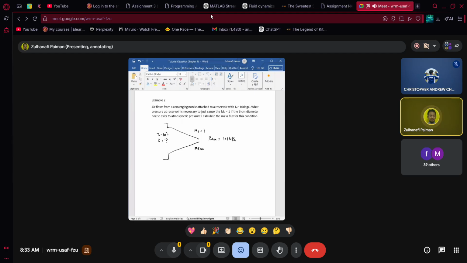Absolutes. Okay, so what will be the pressure at this reservoir in order to reach Mach number equal to 1 at this exit? Okay, everyone, please try to do this. Calculate the mass flux. Find the pressure at the reservoir first, and then find the mass flux.